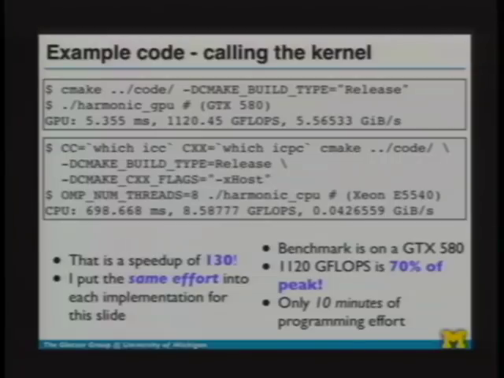But the really cool number is the fact that this 1,120 gigaflops is 70% of the peak. Most applications, you're not going to hit 70% of the peak flop rating. You're going to hit 70% of the peak memory bandwidth rating. But I just wanted to show that very simple C++ code that doesn't have assembly language in it or anything is able to hit that close to the peak capability of the device. And like I said, I spent 10 minutes programming this.